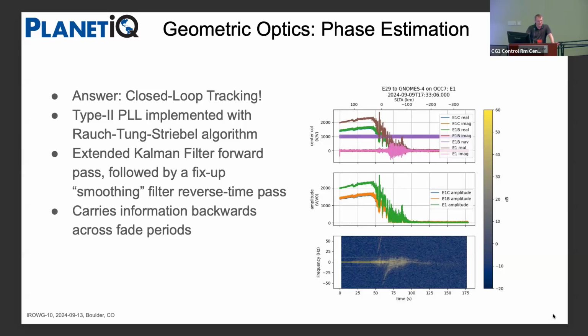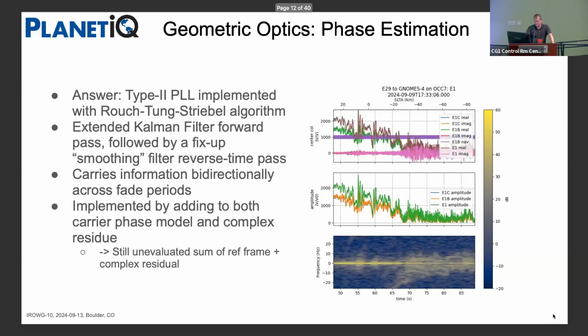It is definitely possible to build a PLL which can track these signals, as demonstrated. We implement it by calculating a fix-up to the receiver's reference frame and add that to both sides of the reference frame. So we're still maintaining the data as an unevaluated sum of a reference frame and a complex residual with respect to that reference frame.